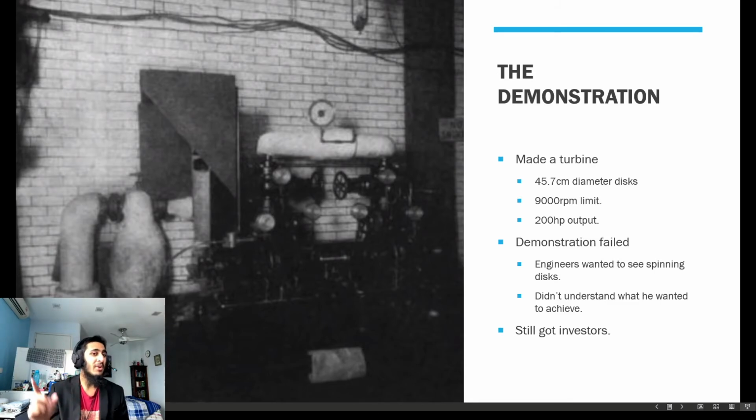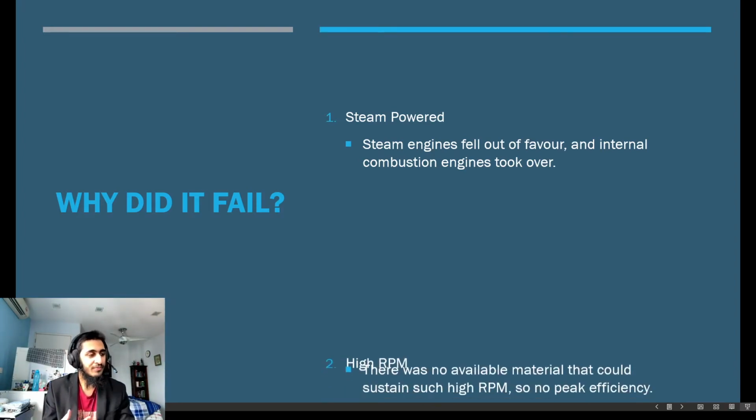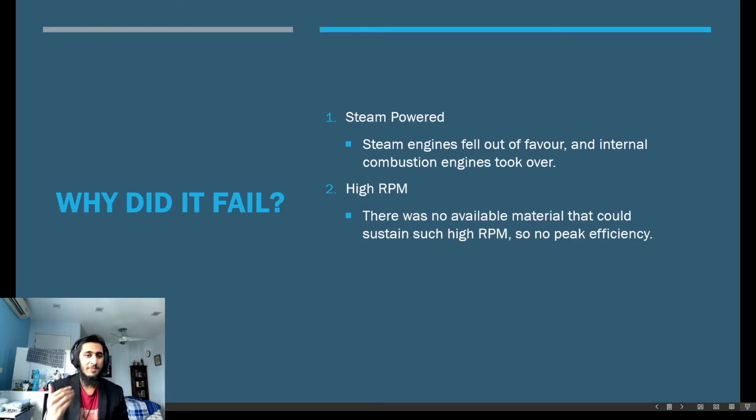Except a couple of problems. 3 things in particular. Why did it fail? Number 1 was that it was steam powered. Steam powered in a world where steam engines were falling out of favor and things like internal combustion engines were much more accessible to both engineers and regular citizens alike and were becoming much more popular. Second is the high RPM.